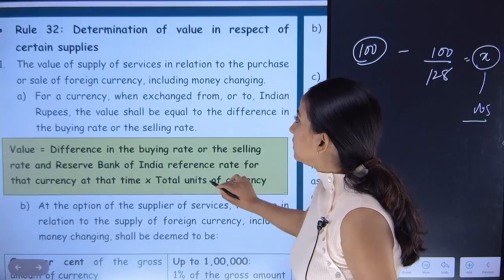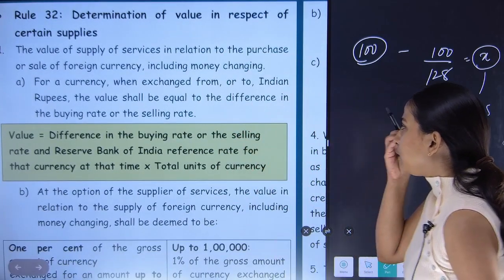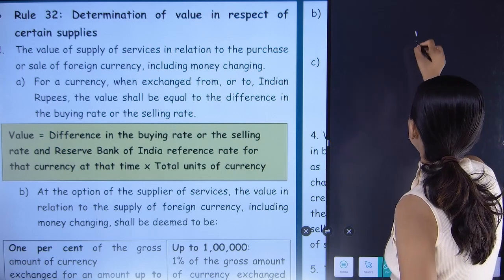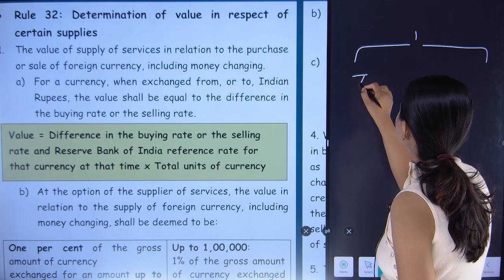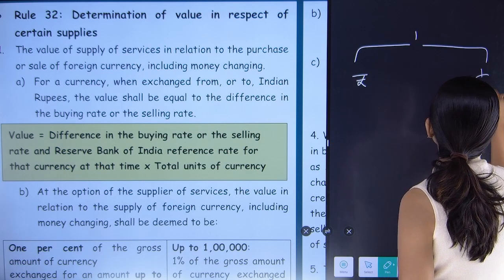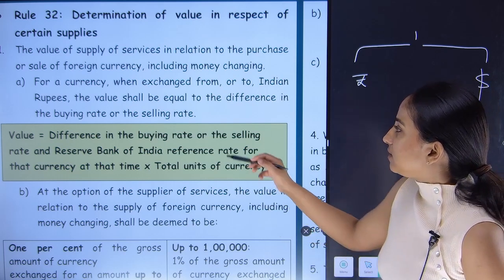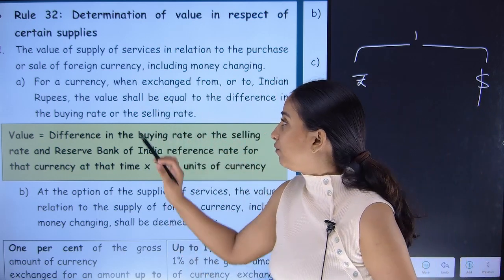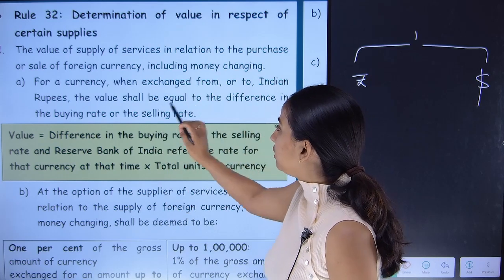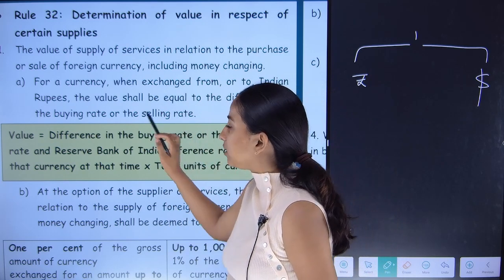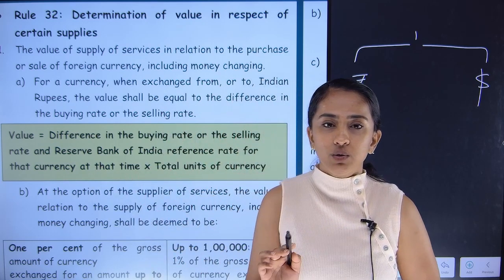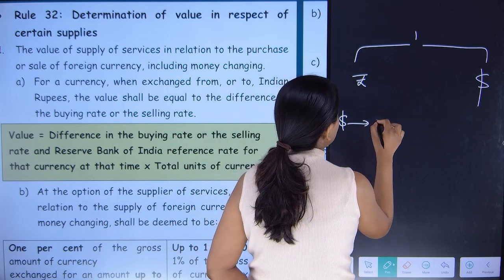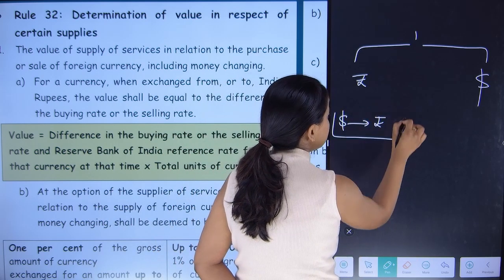Okay. Next, rule 32. In respect of certain supplies, again I told you this is now in certain supplies, here one is this involves rupee, this involves only foreign exchange. First, whenever you're converting currencies, for a currency when exchanged from or to Indian rupees, the value shall be equal to difference in buying or selling rate. Let's say I'm converting USD to INR. Okay, so let's say USD to INR. Fine, this is the transaction here.